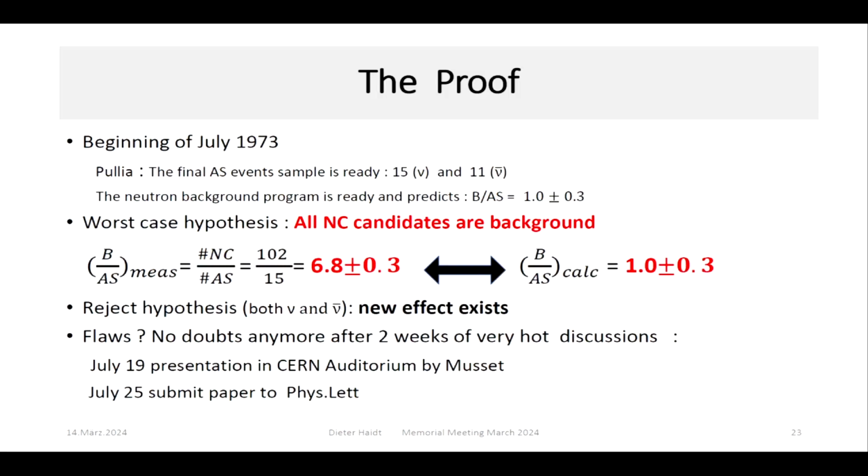So there was a huge discrepancy, and the hypothesis could be rejected, and the claim could be formulated that there is a new effect. All our collaborators, our colleagues in H1, in the Gargamel, were then thinking of flaws in the calculation. And this lasted for about 2 weeks of hot discussions, and finally everybody was convinced. The result was then presented by Musset in the CERN auditorium on July 19th, and a few days later, the paper was submitted to Physics Letters, while the other event was already published at the beginning of the year.